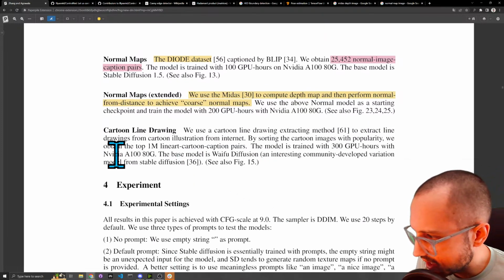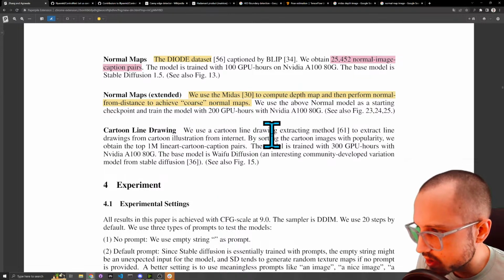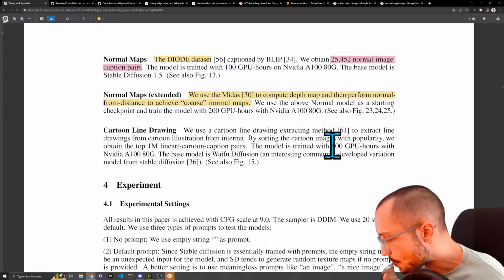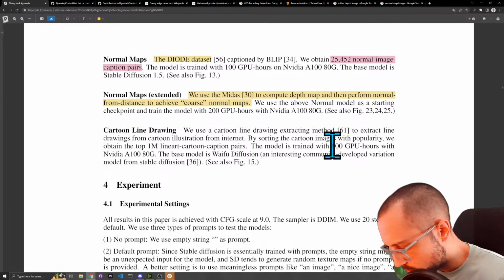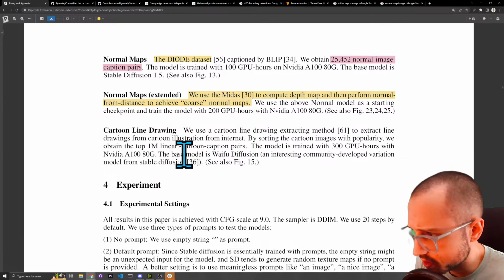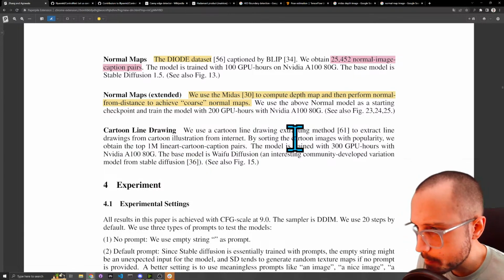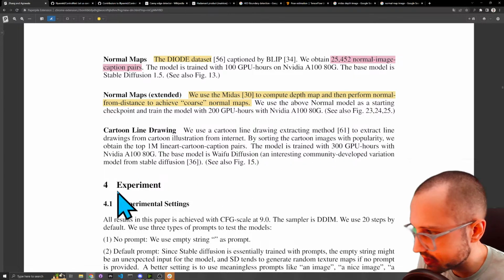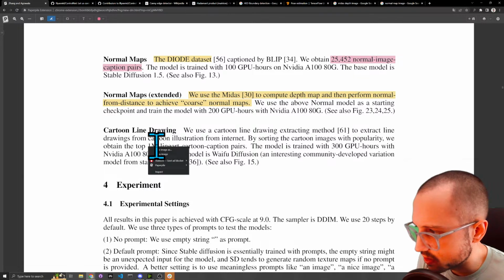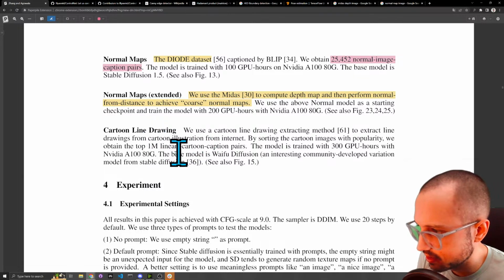Then finally, the last one here, cartoon line drawing. We use a cartoon line drawing, extract line from cartoon illustrations. By sorting the cartoon images with popularity, we obtain the top 1 million line art cartoon caption pairs. Kind of interesting. You can get over 1 million cartoon images.